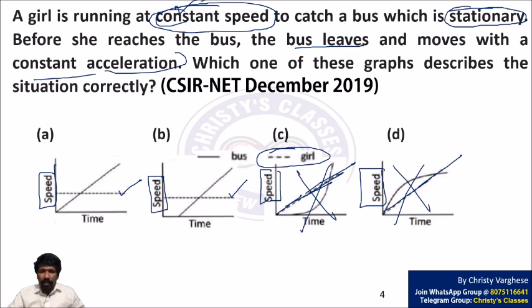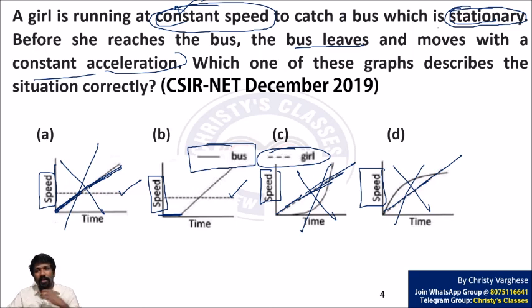But A and B remains. We cannot say A is correct because with respect to bus movement, which is denoted by the dark line, it is like this. That means constantly increasing, that is okay, but the bus was stationary initially. At least for some point of time, bus should not move. Bus should not move means option A is wrong, because right from the beginning the bus is moving here.